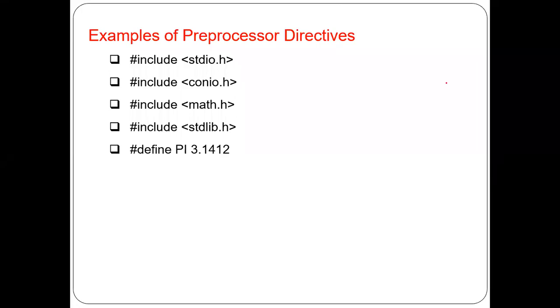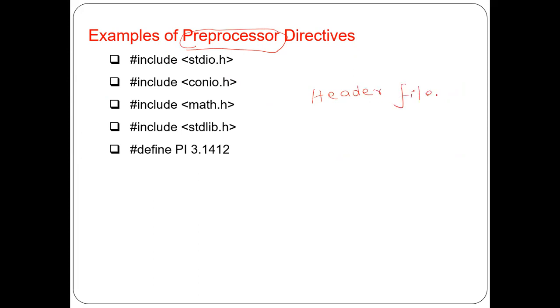Hi everyone. In this lecture, we are going to see some of the examples of preprocessor directives. In the last lecture, we discussed what is meant by preprocessor directives, or what is the role of the preprocessor directives. Preprocessor directives consist of header files.